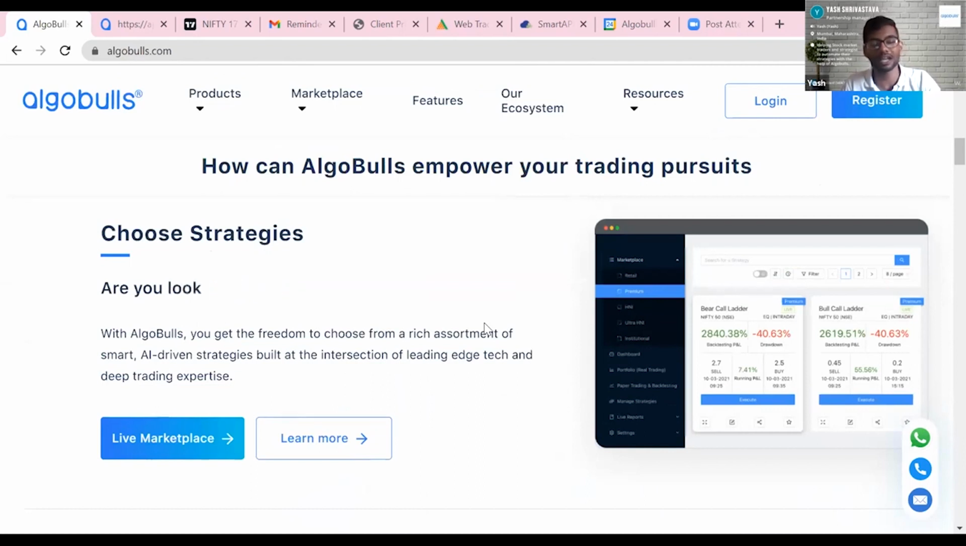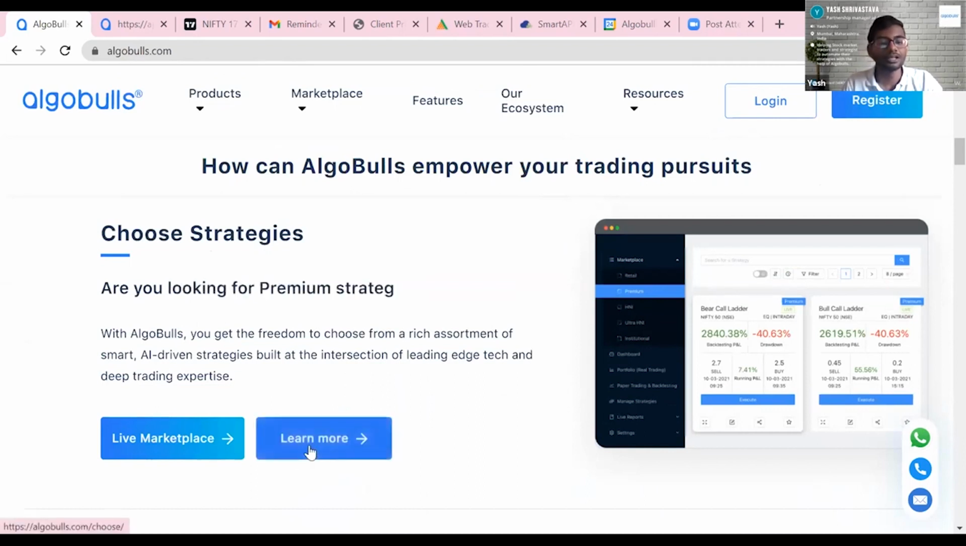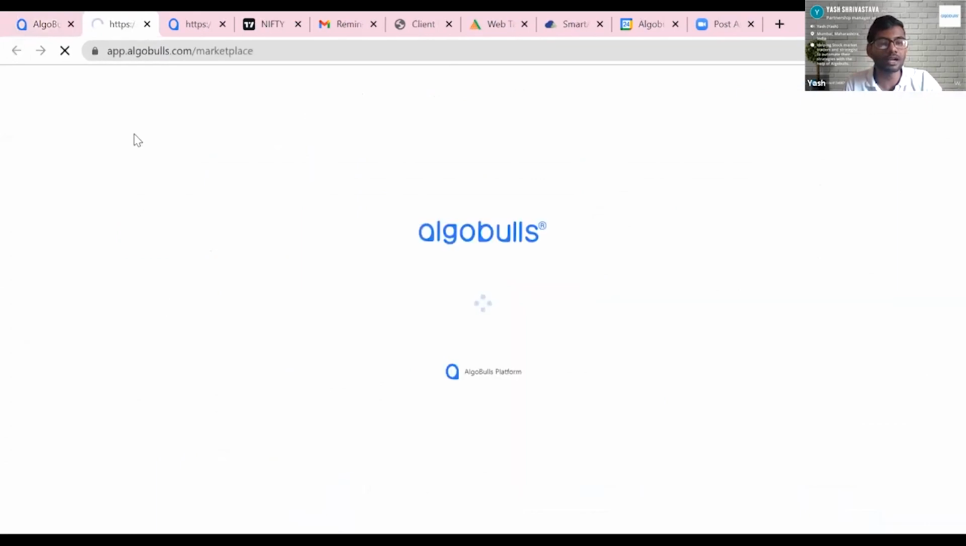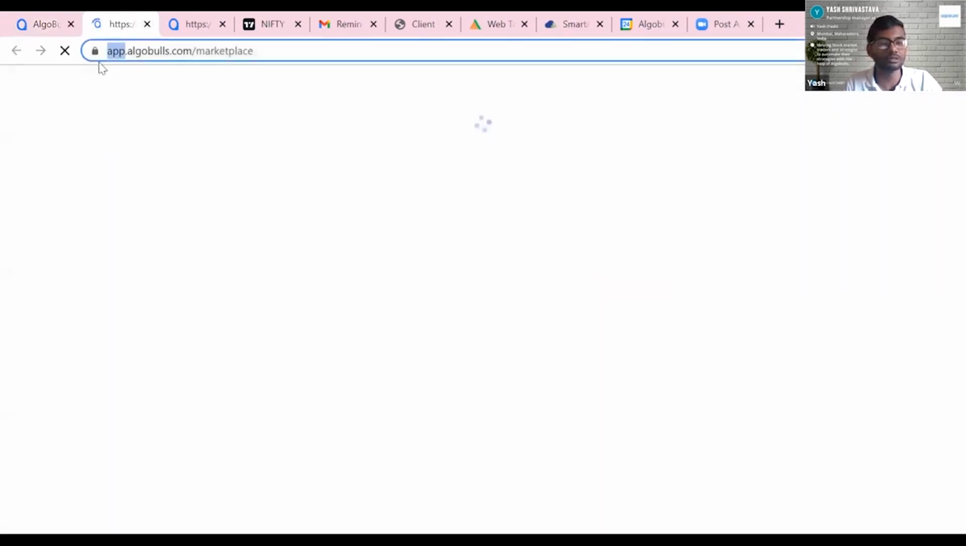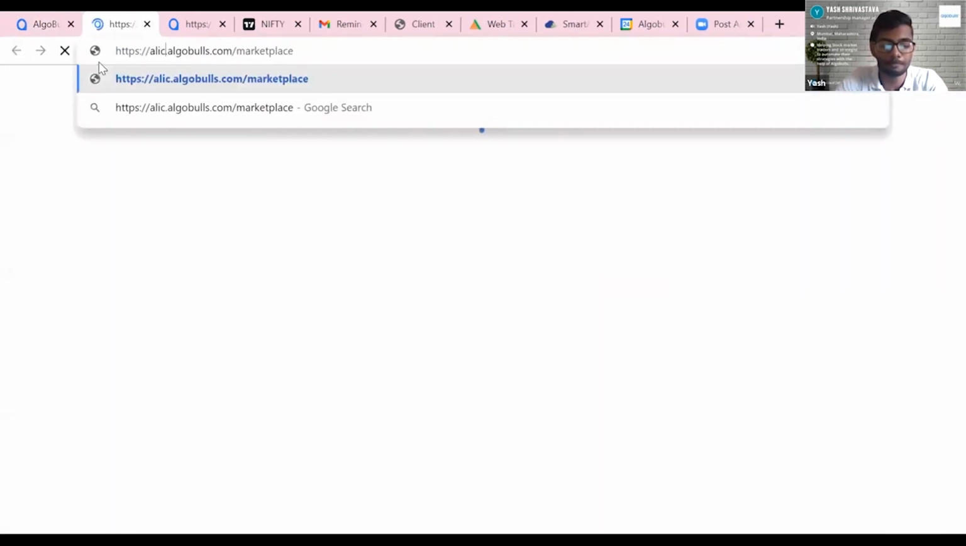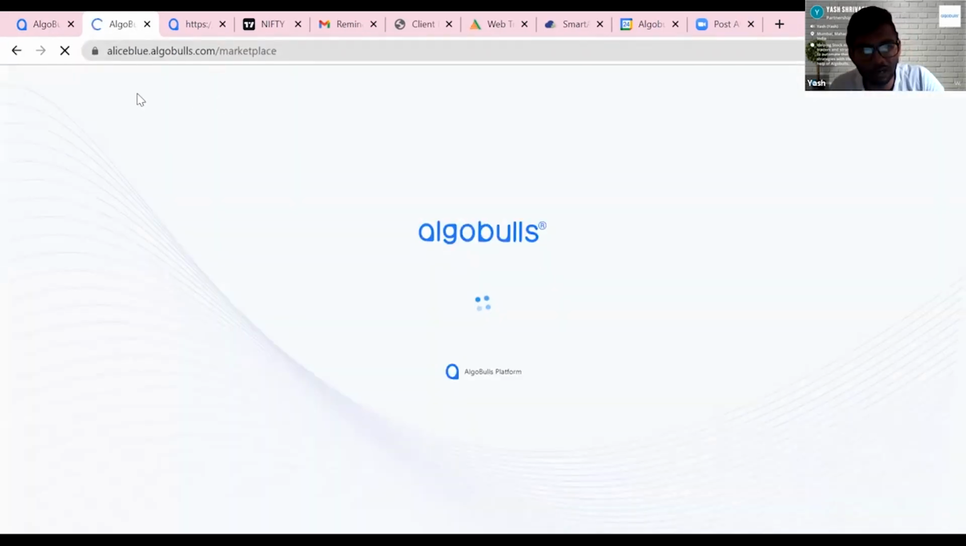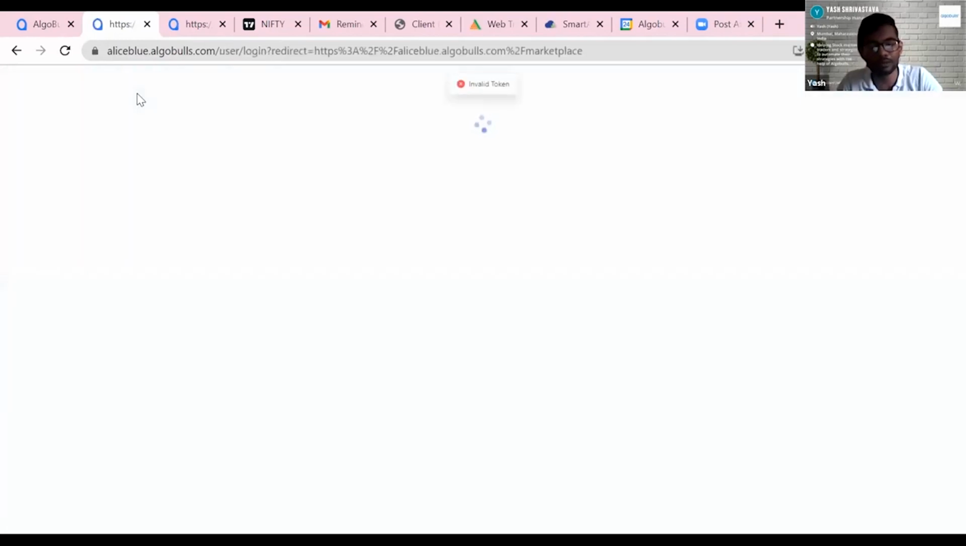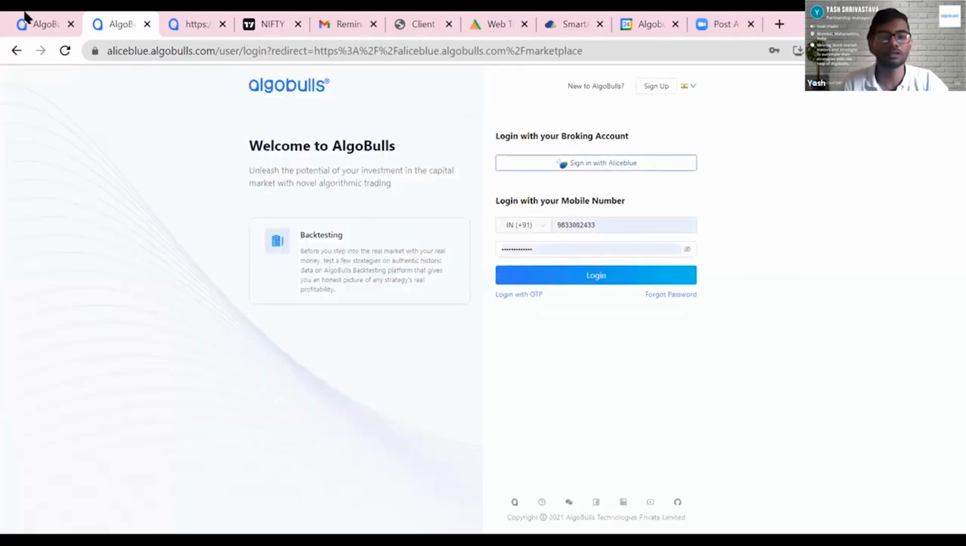but how exactly is all this automated? So I'll just show you what the marketplace looks like. You just need to type aliceblue.algobulls.com, and you will reach this login page, which is the welcome screen. You have two options over here.